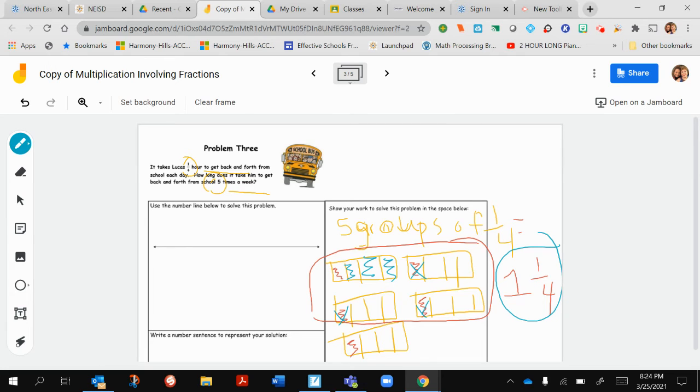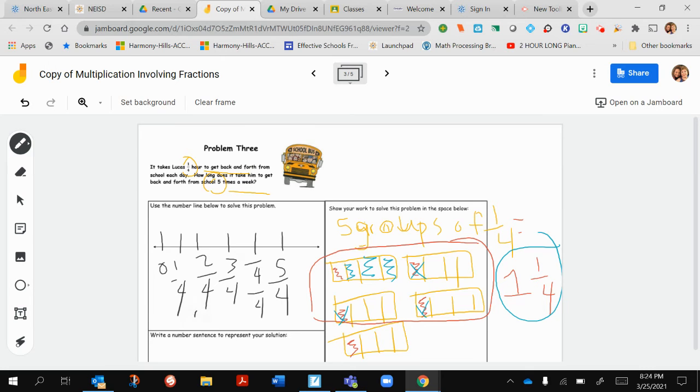All right, let's look at the number line. With the number line, I'm going to start off with 0, and I have 1/4, 2/4, 3/4, 4/4, and 5/4.